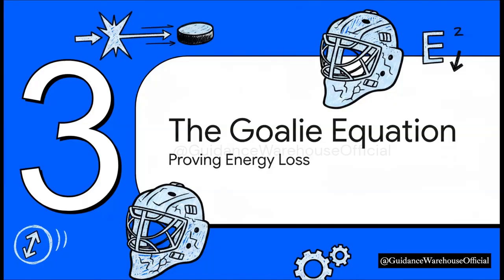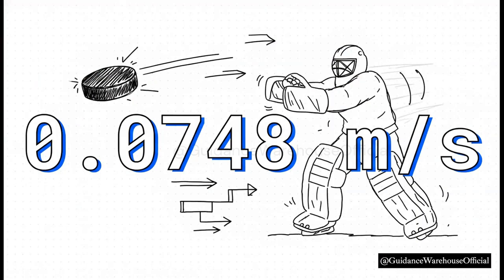Section 3. The goalie equation, proving the energy loss. Let's make this real with some numbers. Applying this to our 70-kilogram goalie and our 0.15-kilogram puck, we want to find their final recoil velocity. We take the puck's initial momentum, its mass times its 35 meter per second speed, and divide that by their combined mass of 70.15 kilograms. The result? 7.48 times 10 to the negative 2 meters per second. That recoil velocity is incredibly small, just a tiny fraction of a meter per second, moving in the exact same direction the puck was traveling.